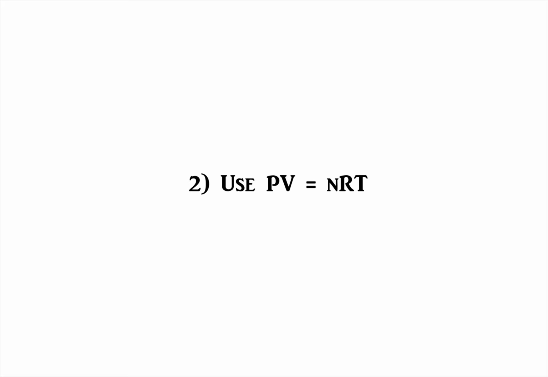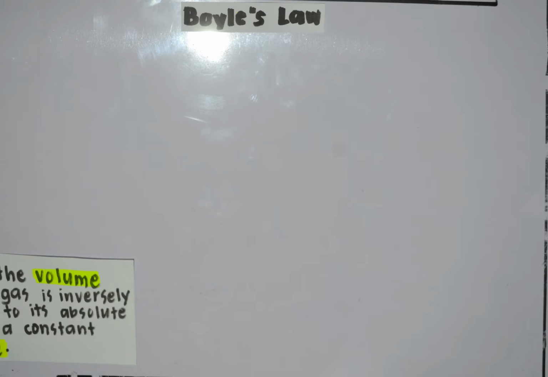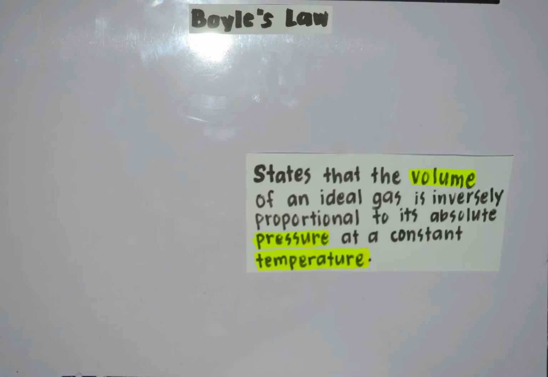Using the formula for the ideal gas law, PV = nRT, we can derive the formula for pressure. This results in the equation P = nRT over V. Carefully substitute the given variables. Solving correctly, we will come up with an answer of P = 0.7831 atm, or atmosphere. And this is the ideal gas law.